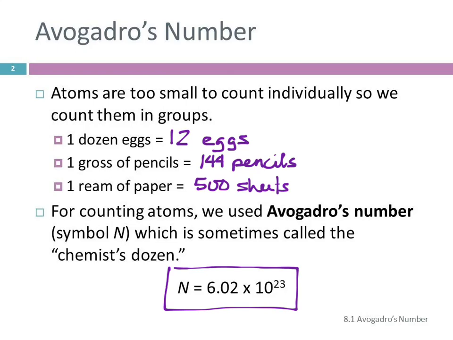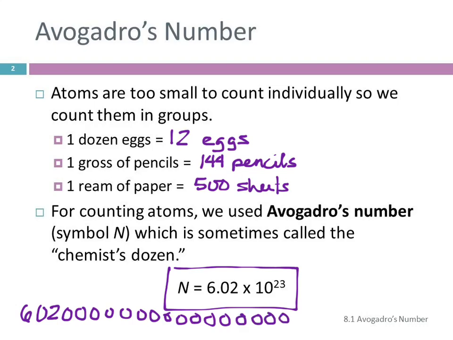So let me show you what that looks like. 1, 2, 3, 4, 5, 6, 7, 8, 9, 10, 11, 12, 13, 14, 15, 16, 17, 18, 19, 20, 21, 22, 23. That's how big Avogadro's number is. Right? That's really, really big. Mind-bogglingly big.